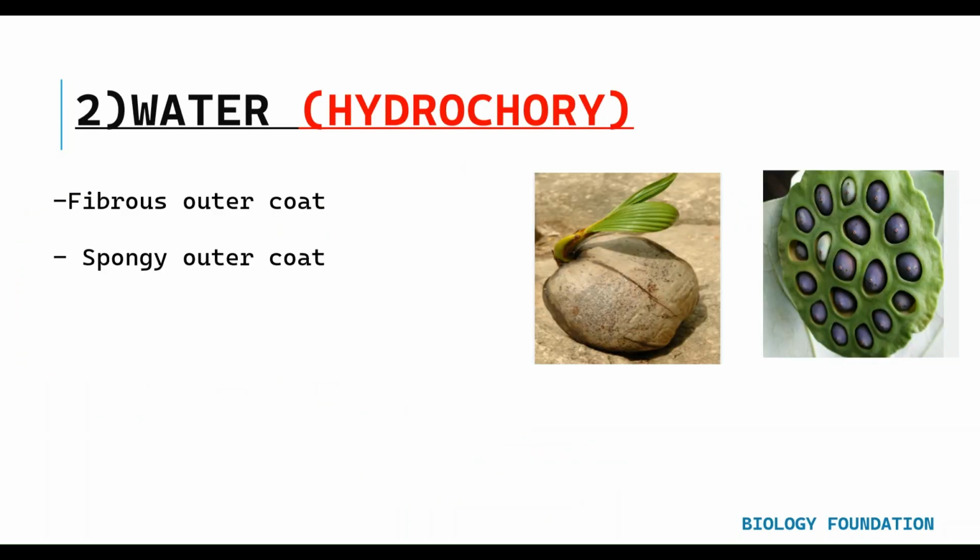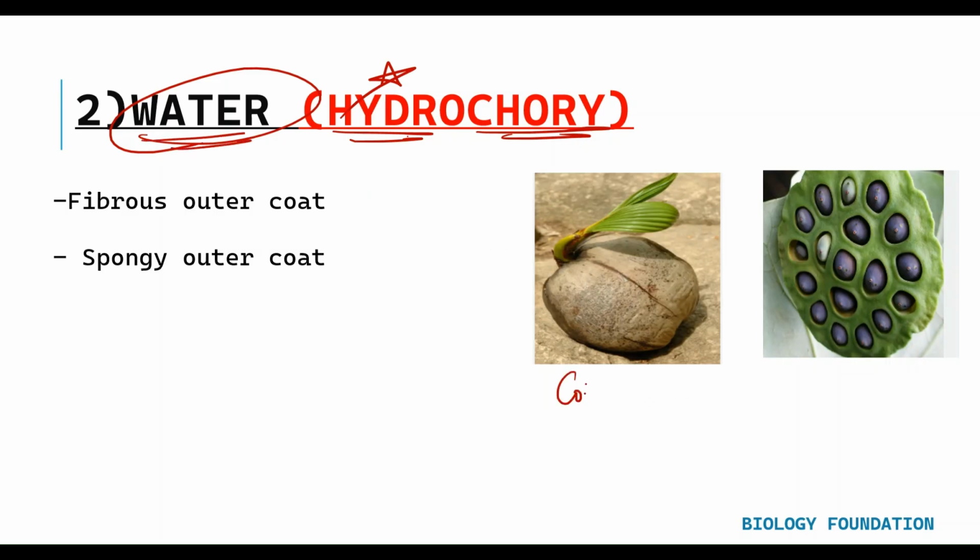Now, the second agent is water. Since water is being used as the agent, you use the term hydro. And since it is for dispersal of seeds, the term used is hydrochory. And here, what should be the adaptations of the seeds, or what are the features of the seeds which are dispersed by water? Mostly the plants which grow surrounding the water bodies are dispersed by water.